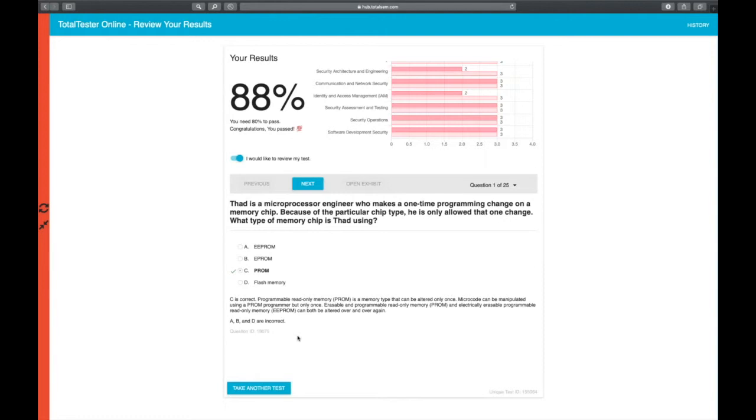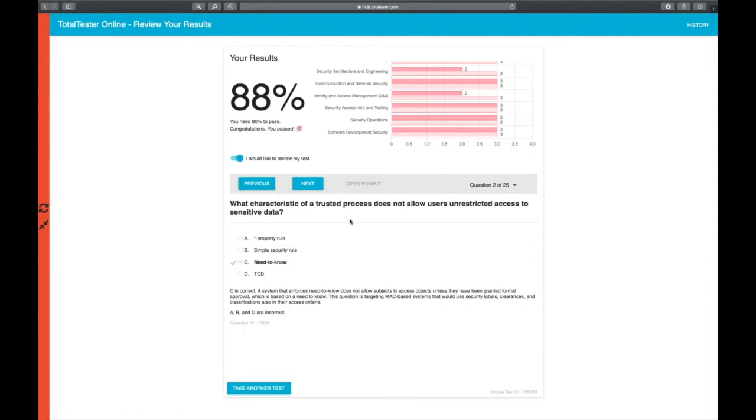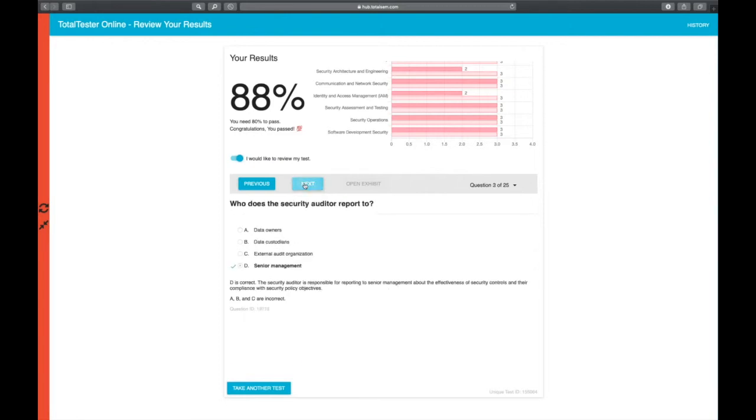Memory can be altered only once. Need to know: a system that enforces need to know does not allow subjects to access objects unless they have been granted formal approval, which is based on a need to know. Yep. The auditor, number 3: a security auditor is responsible for reporting to senior management about the effectiveness of security controls and their compliance with security policy objectives. It could be an internal or an external auditor.